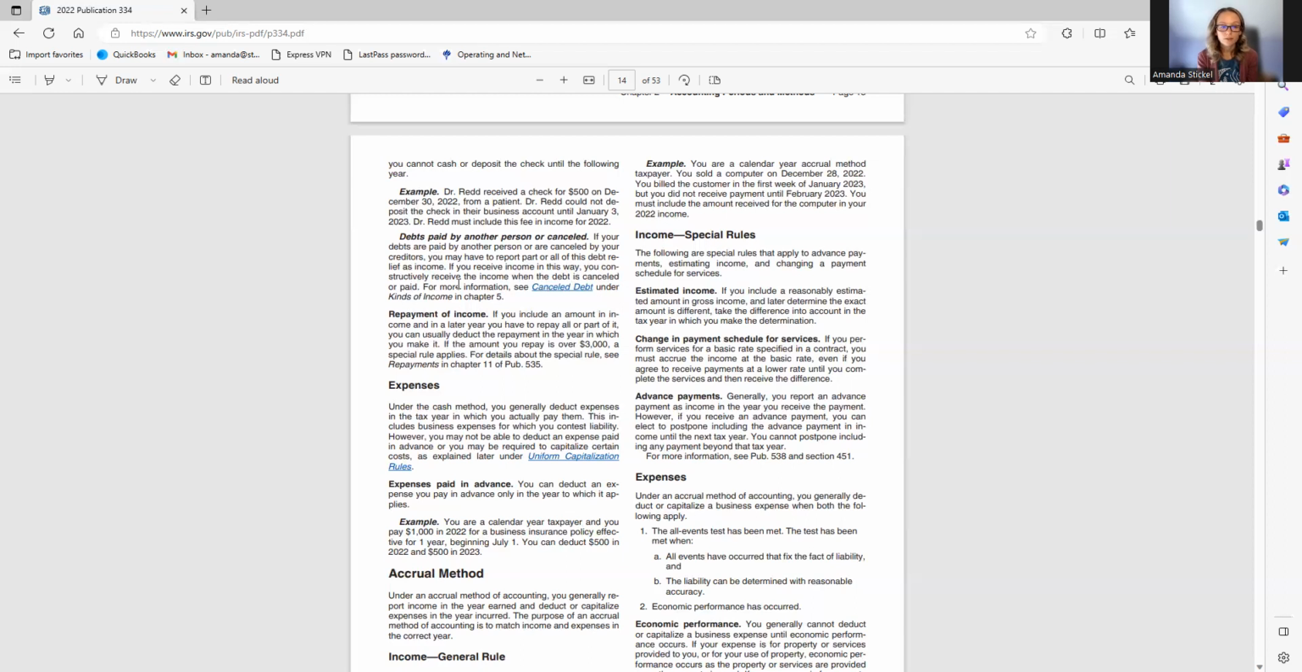Expenses paid in advance. You can deduct an expense you pay in advance only in the year to which it applies. Example, you are a calendar year taxpayer and you pay $1,000 in 2022 for a business insurance policy effective for 1 year, beginning July 1st. You can deduct $500 in 2022 and $500 in 2023. So you just need to break it up accordingly to what's applied to each year.